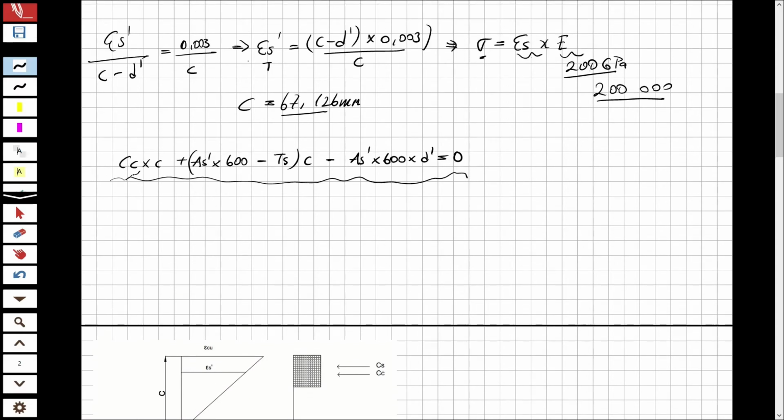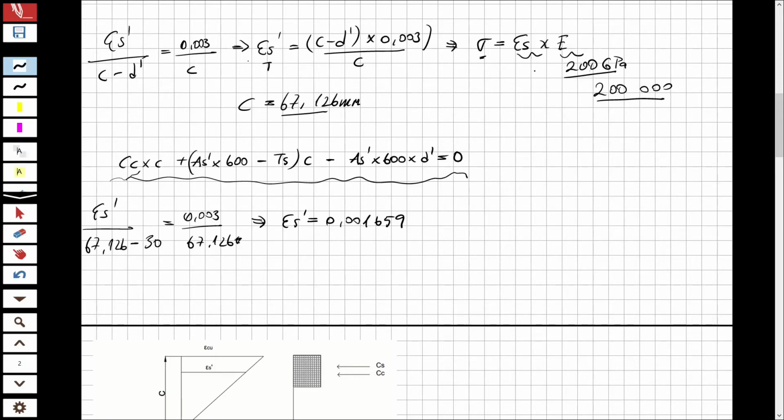So let's make a compatibility and determine whether the compression steel has yielded or not. So epsilon S prime over C, what is C? 67.126 minus D prime, which is 30, equal to 0.003 over 67.126. Sorry, yeah. And now from this formulation, I'm going to obtain the strain of the top steel equal to 0.001659.